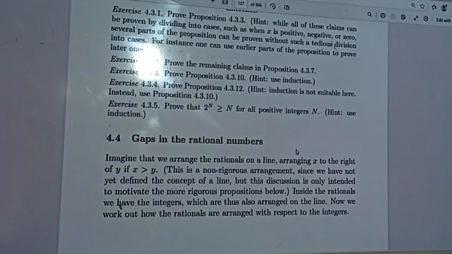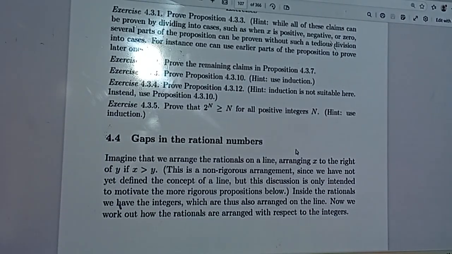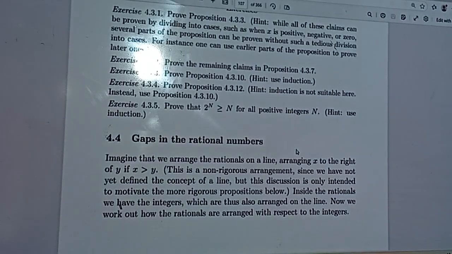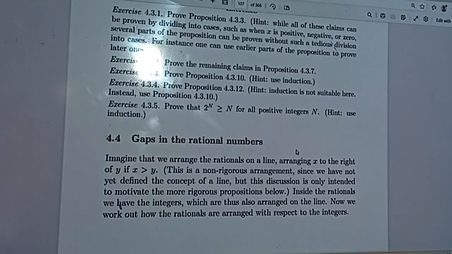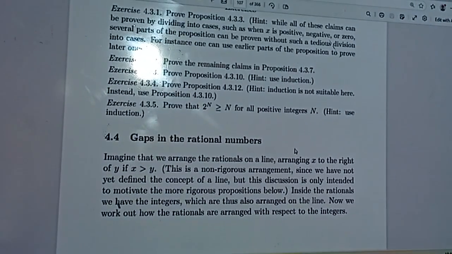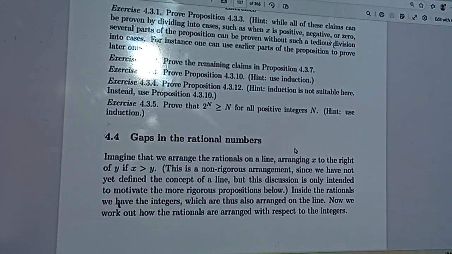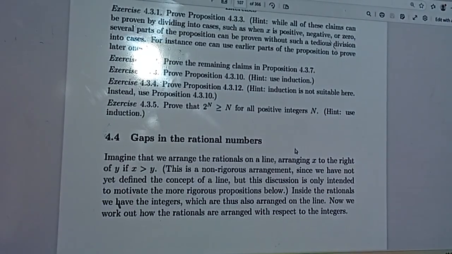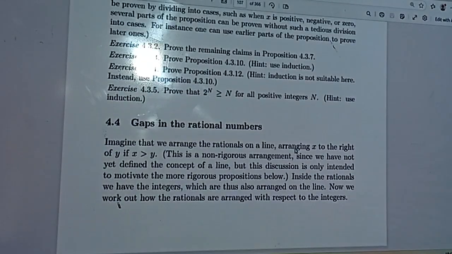This is an unrigorous argument since we have not yet defined the concept of a line. But this discussion is only intended to motivate the more rigorous propositions below. Inside the rationals, we have the integers. Integers are also rationals, which are thus also arranged on the line. Now we work out how the rationals are arranged with respect to the integers.